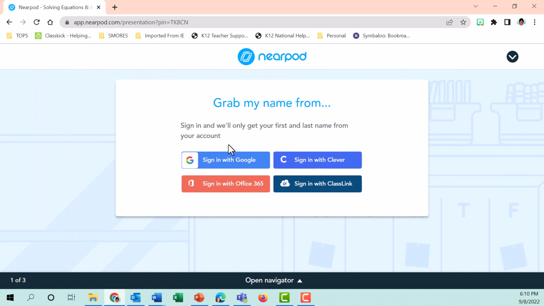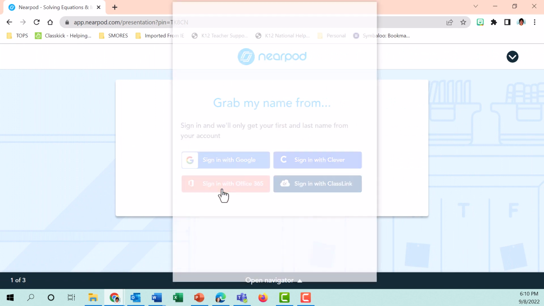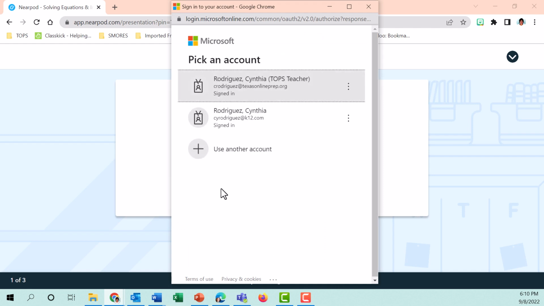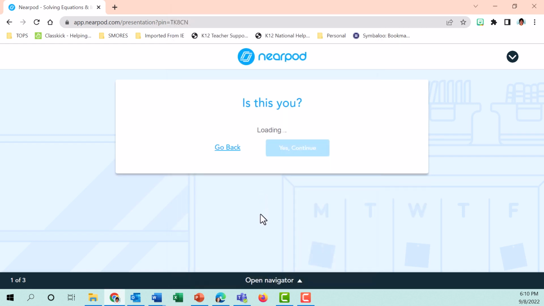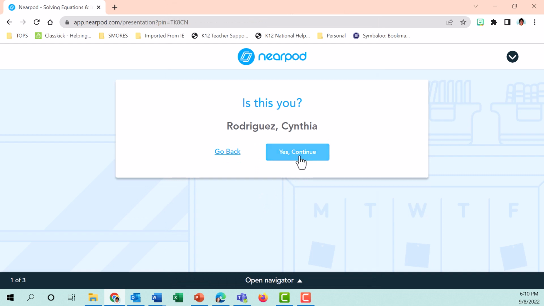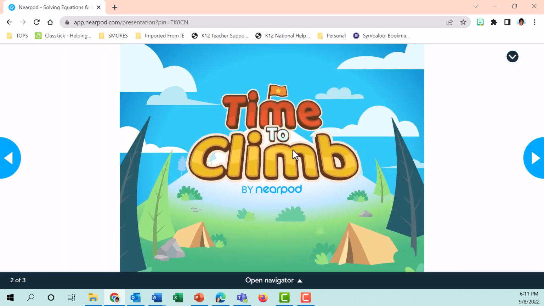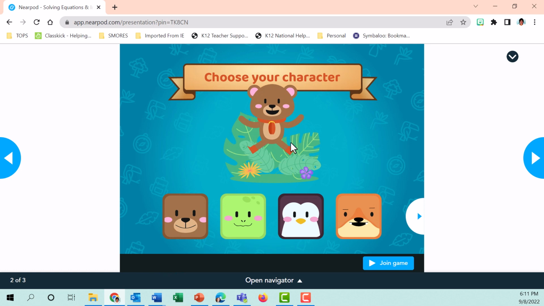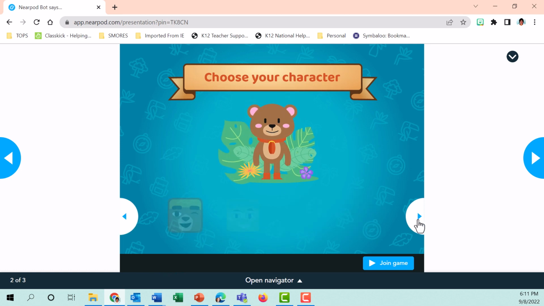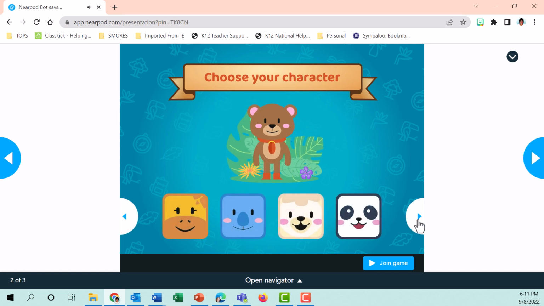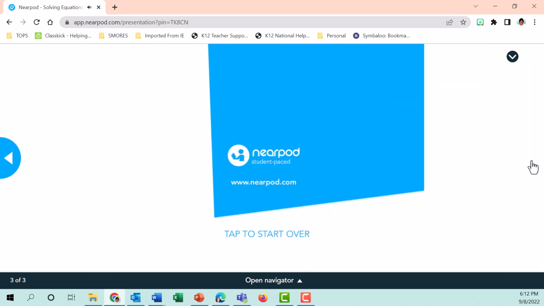Again, remember, grab your name from Office 365. Log in with your Texas Online Prep account, verify your name, and say continue. So it'll put your name in. No more of these made-up names. I know who you are, so let's stop doing that. And then choose your character. So choose something. So go ahead and move through that, get that done, and then we'll go back into the lesson.